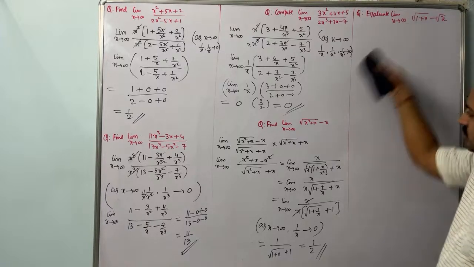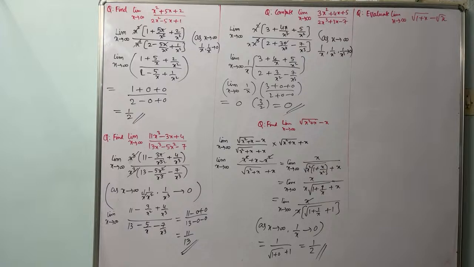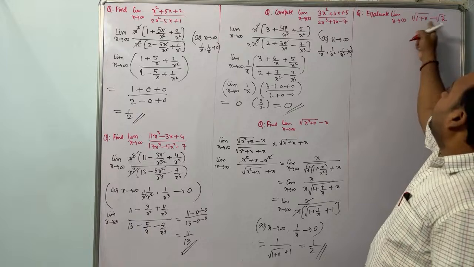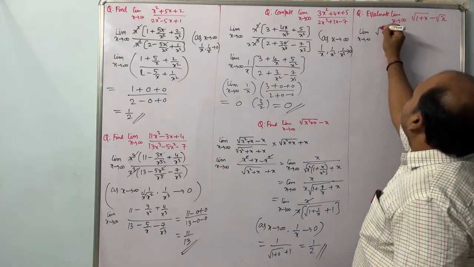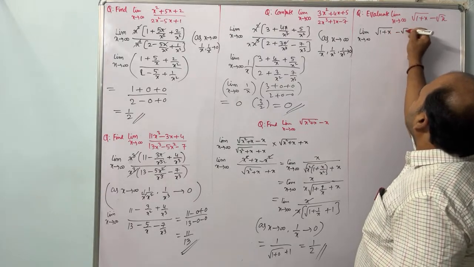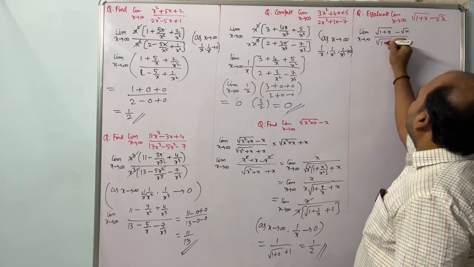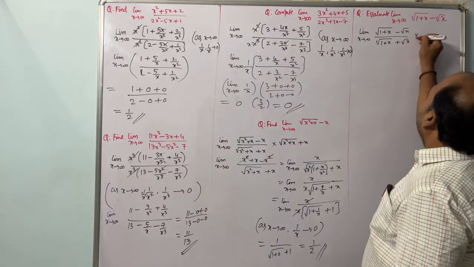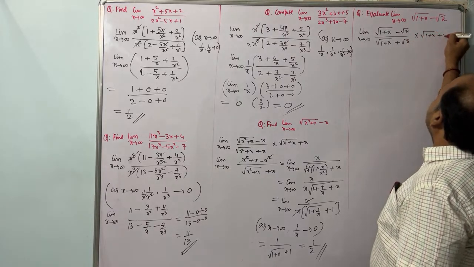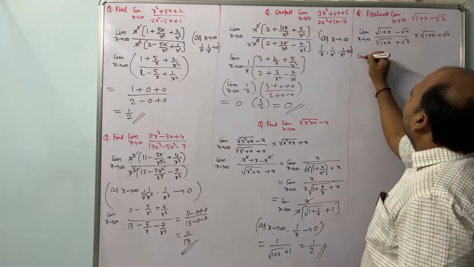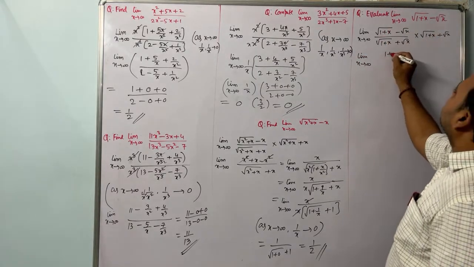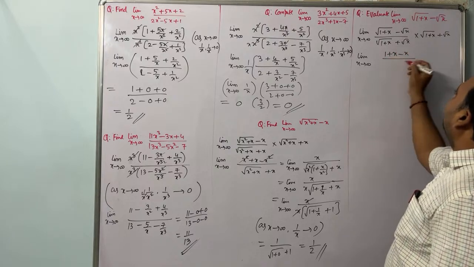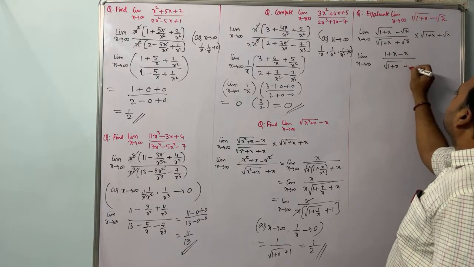Even here we have to follow the same procedure. We substitute x equal to infinity, and we get infinity minus infinity. So limit x tends to infinity root 1 plus x minus root x, divided by root 1 plus x plus root x, into root 1 plus x plus root x. Limit x tends to infinity, a minus b into a plus b, a square minus b square, 1 plus x minus x by root 1 plus x plus root x.